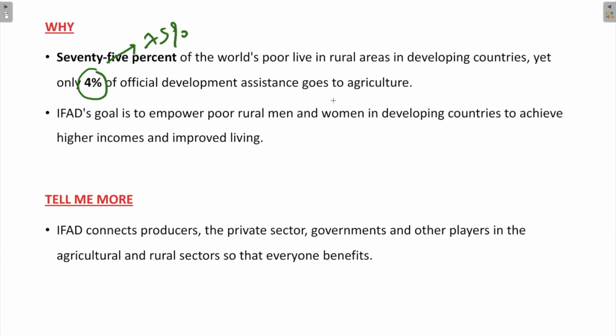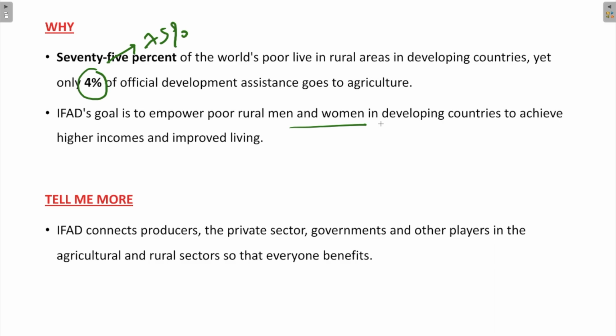Therefore, there was a need to develop and eradicate hunger and provide assistance to the people living in the rural areas of the developing countries. So, the main aim is to empower the poor rural men and women in the developing countries so that they could achieve higher incomes and improve their standard of living.